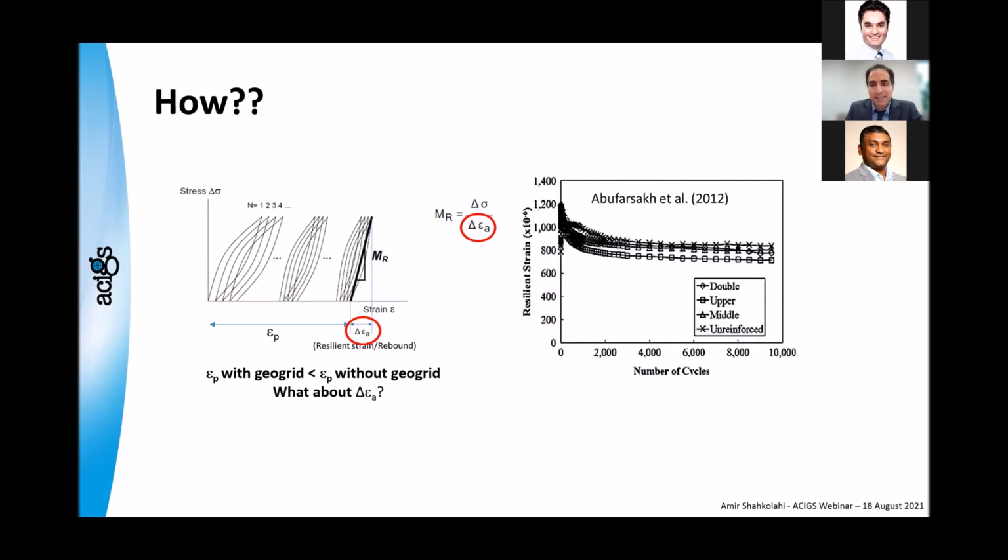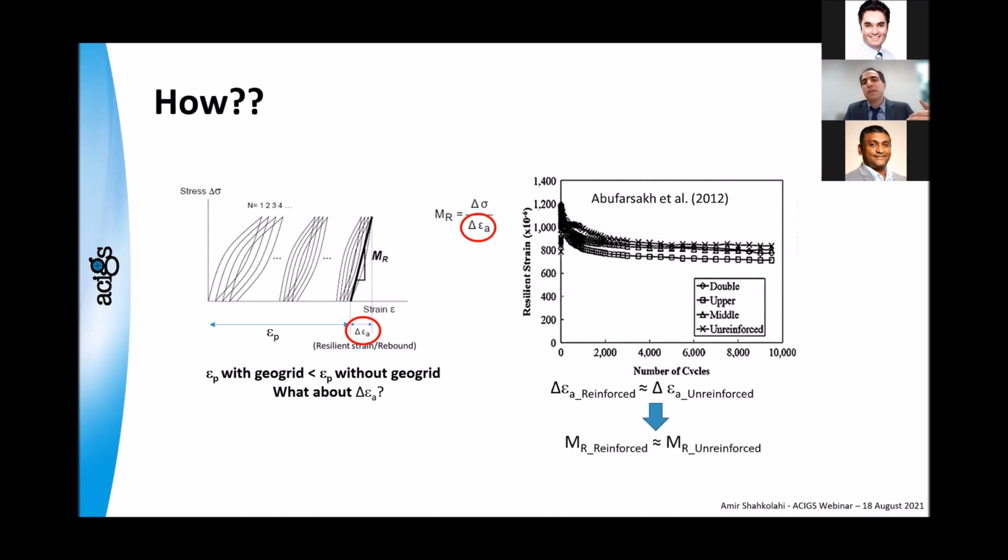Look at this graph. It is, again, output of the same test. The resilient strain for reinforced and unreinforced are almost the same. That is why we didn't see the benefit in resilient modulus. So the plastic deformation is less with geogrid, but the resilient modulus is not.